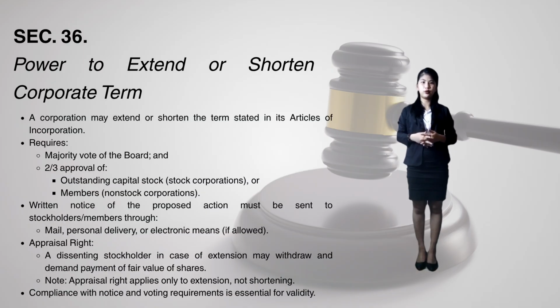Section 36 of the Corporation Code gives a private corporation the power to extend or shorten its corporate term, as stated in its articles of incorporation. This requires a majority vote of the board of directors or trustees and ratification by at least two-thirds of the outstanding capital stock for stock corporations or members for non-stock corporations. Written notice of the proposed actions, including the time and place of the meeting, must be sent to all stockholders or members by mail, personal delivery, or electronically if allowed. A dissenting stockholder may exercise an appraisal right when the term is extended, allowing them to withdraw and demand the fair market value of their shares. Proper notice and compliance with procedures are essential for the validity of the corporate action.